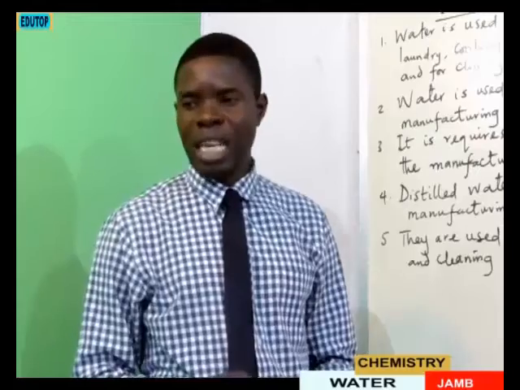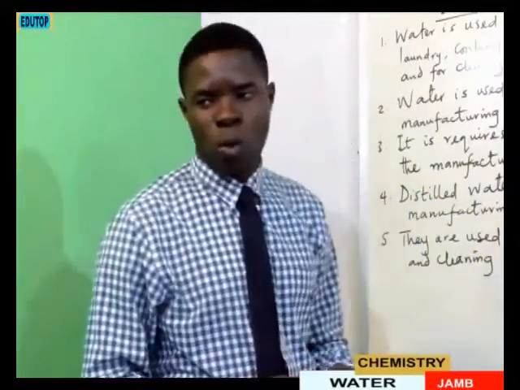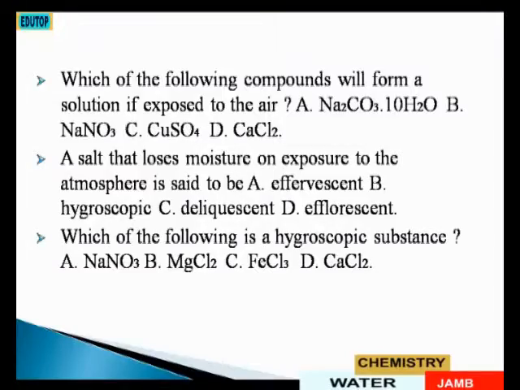Then option C, deliquescent. Deliquescent is also using the concept of hygroscopic, but the major difference is that in the case of deliquescent, having absorbed moisture, it will eventually turn into solution. So then option D, a salt that loses moisture on exposure to the atmosphere is said to be, so definitely this option D is efflorescent, and that is the correct option. Option D is the correct option.